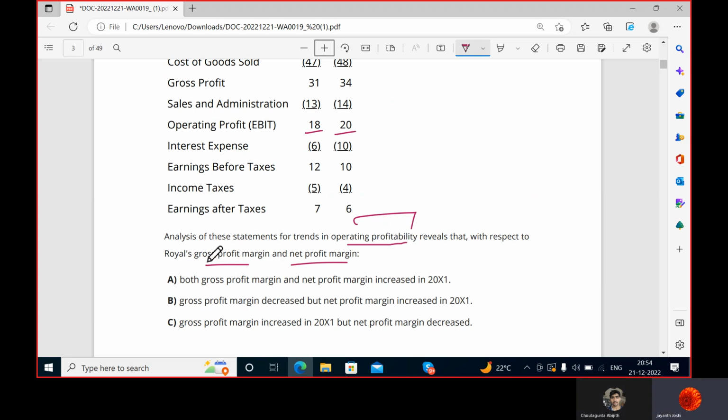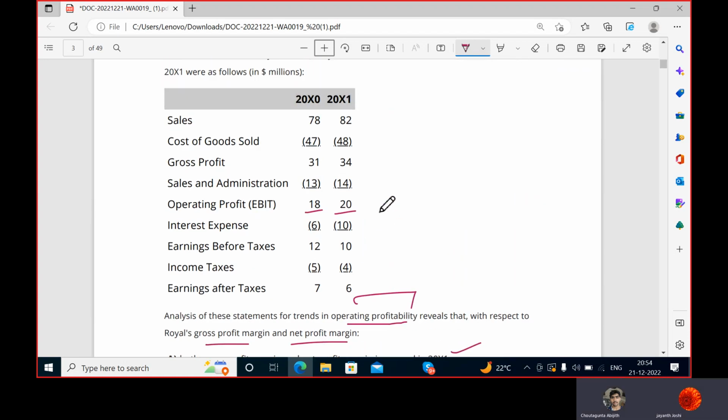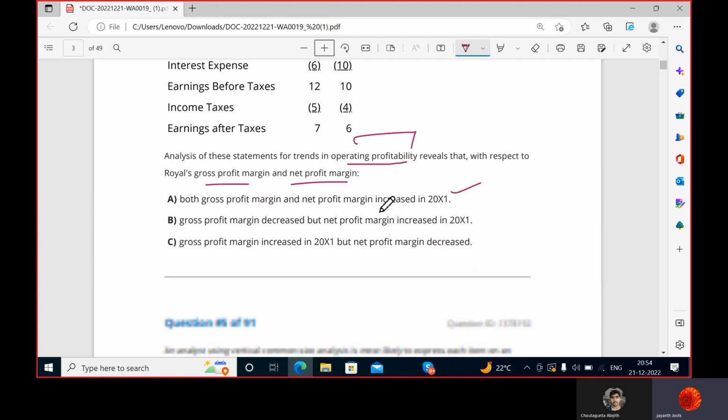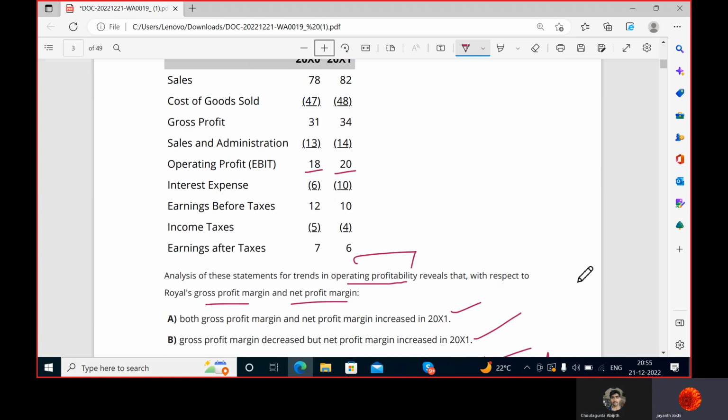It reveals that with respect to Royal's gross profit margin and net profit margin, did both increase in 2001? Gross profit margin decreased but net profit margin increased? Gross profit margin increased but net profit margin decreased? For this, you have to find out gross profit margin and net profit margin for 2 years, compare them fast and see the result. I've given the easiest question to you.